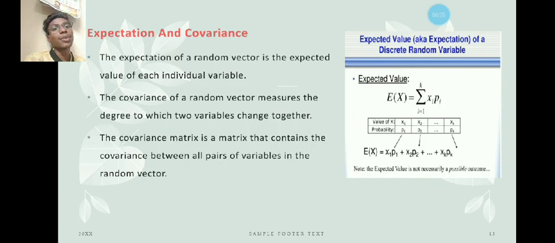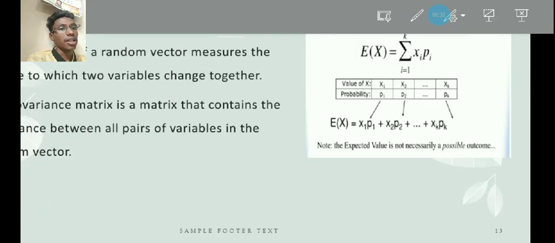Okay, let's see the expectation and covariance. The expectation of a random vector is the expected value of each individual variable. The covariance measures the degree to which two variables change together. The covariance matrix is a matrix that contains the covariance between all pairs of variables in a random vector. Okay, I will show that.